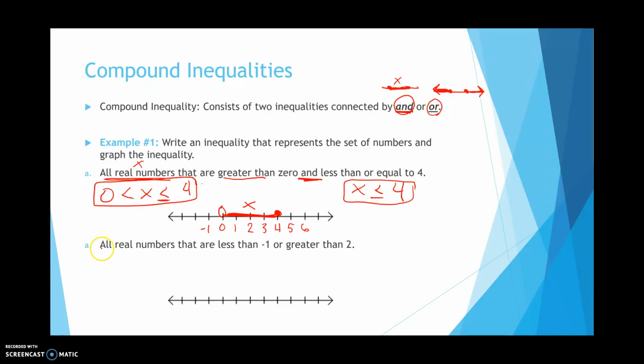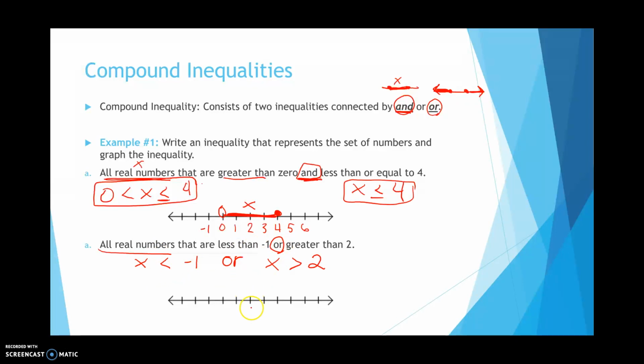The next one says all real numbers, so that can be x, that are less than -1. Here we have "or," so this is going to be two separate inequalities. Or x can be greater than 2. Notice the first example had "and," and this statement has "or." So how do we graph this? x is less than -1.